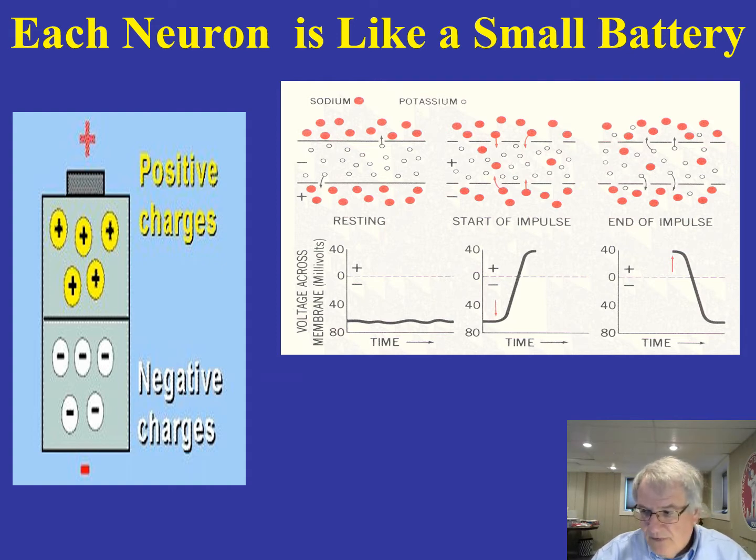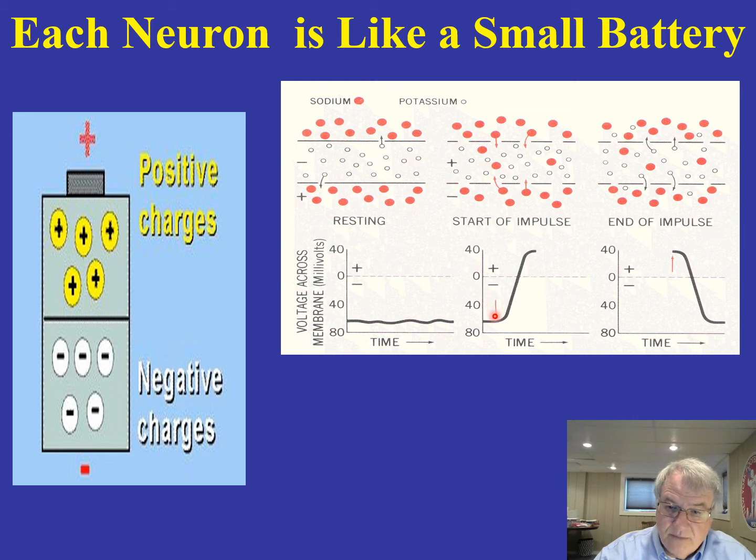Each neuron really can be considered to be like a battery. Here you have a typical battery. Here's the positive end that you see right here. Here's the negative end that you see right here. Each neuron is really like a battery. So if you take a look at what is happening in terms of the voltage, in this resting state, you have this slightly negative state of the neuron. You have a lot of sodium on the outside, mostly potassium on the inside.